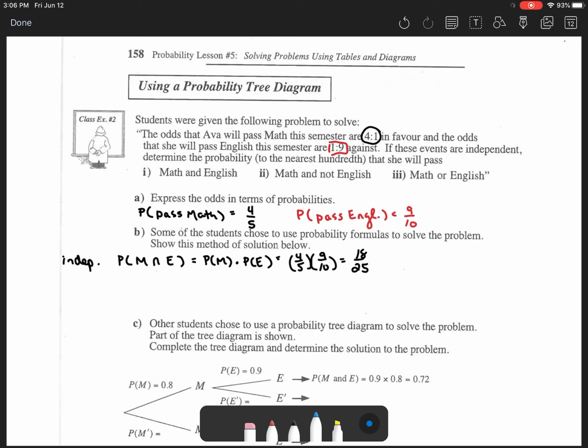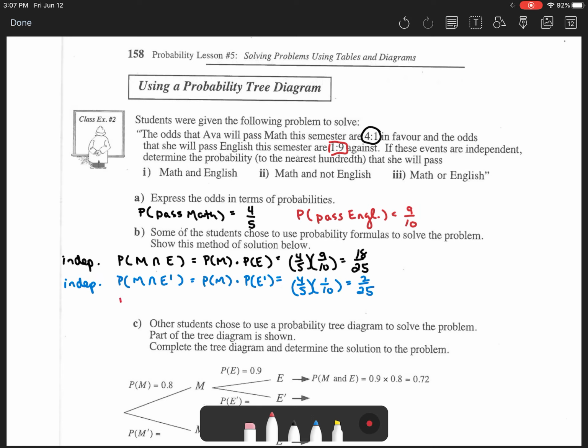The second one is math and not English. So this is the probability of math and not English. Again, these events are independent. So this will be the probability of math times the probability of not English. The probability of math again was 4/5. Not passing English would be 1 out of 10. So that'll be 4/50, 2/25, is the probability there.